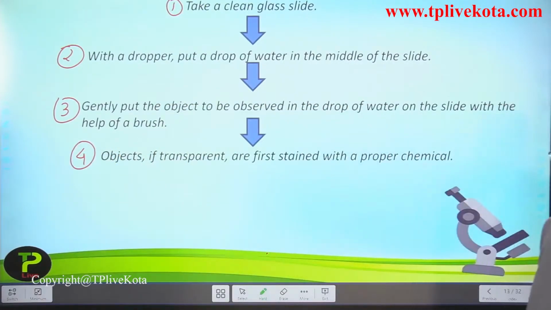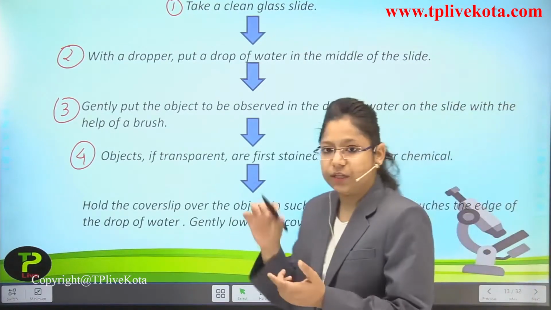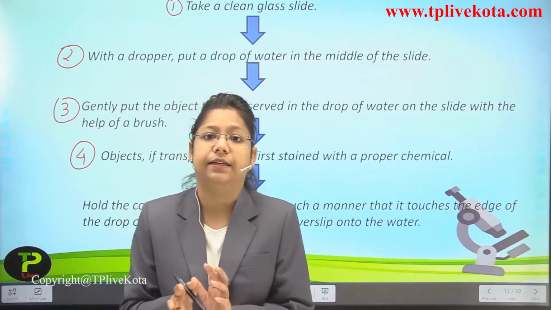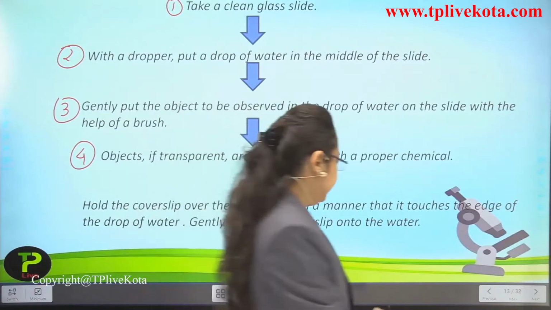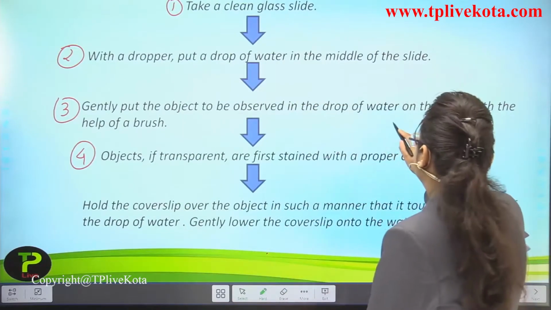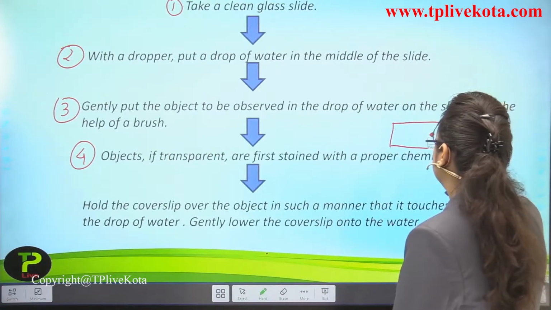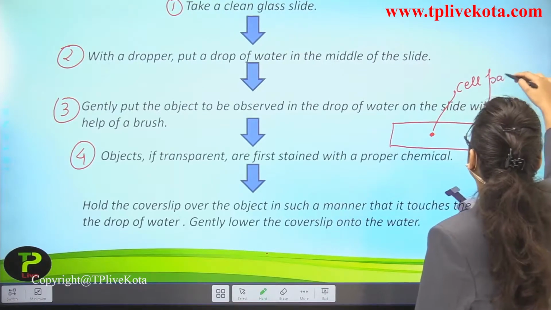Now next, move on towards the fifth step. The fifth step is to hold the cover slip over the object in such a way that no air droplets remain inside the cell. Okay, see it clearly here, this is the glass slide and you have put the object over here. This is the cell part, any cell part which you are going to take.